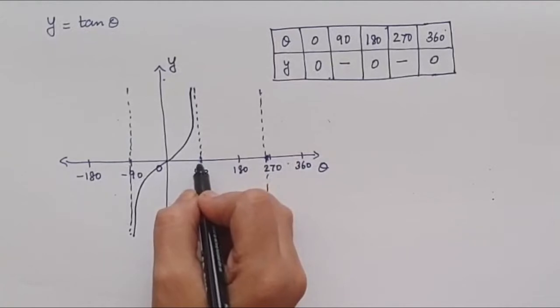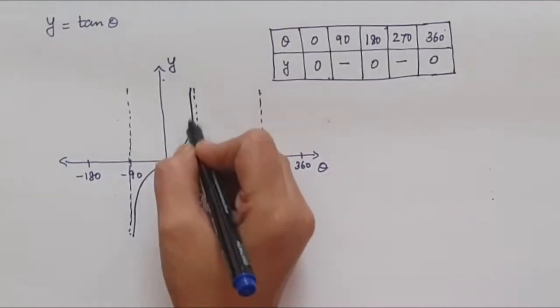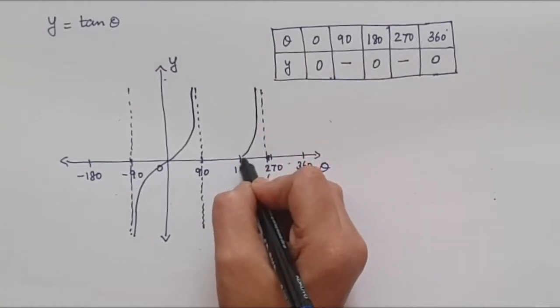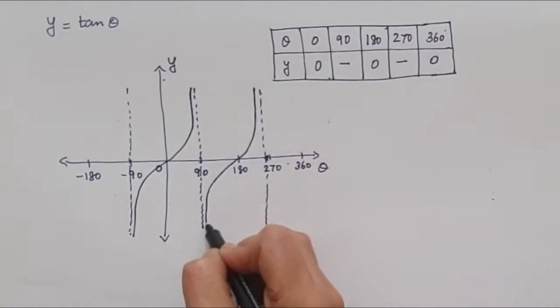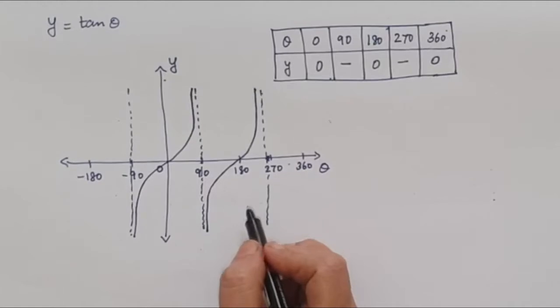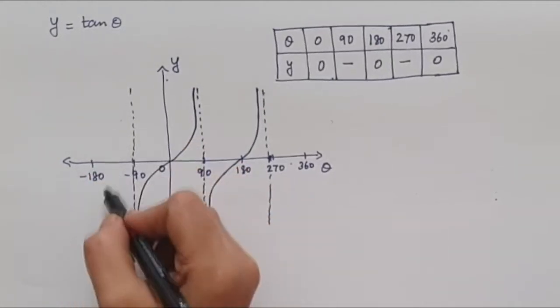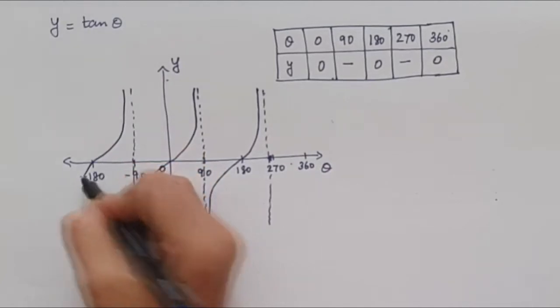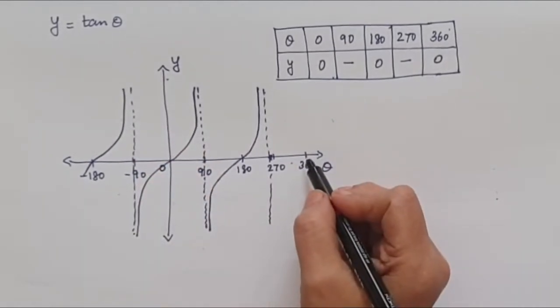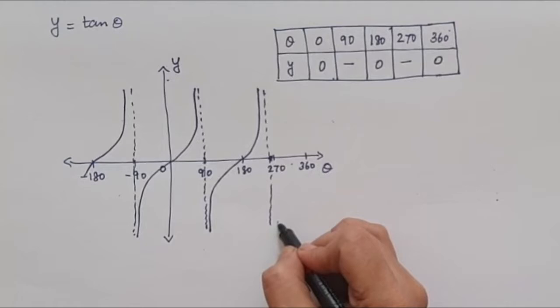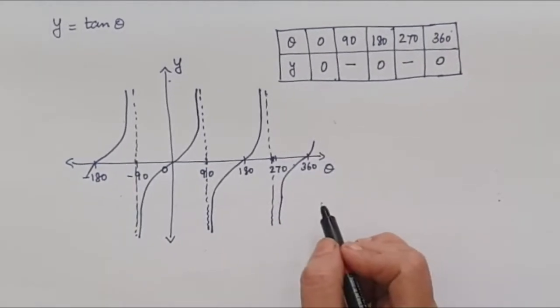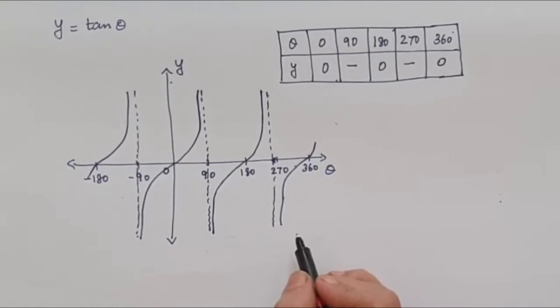So the curve will go near the line at 90, but it will not touch the line. In the same way, it will go near to 270, but it will not touch 270. Here it will be the same, it goes further like this, and we have our graph going like this. So this is the graph of tan theta.